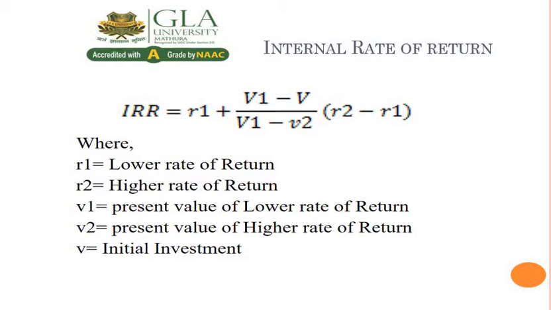Later on we discuss when we have one higher rate of return value and one lower rate of return value. In case of the higher rate of return value, our NPV is negative, less than 0. In case of the lower rate of return, our NPV is positive, more than the initial investment. V1 is the present value at the lower rate of return and V2 is the present value at the higher rate of return. V is the initial investment.